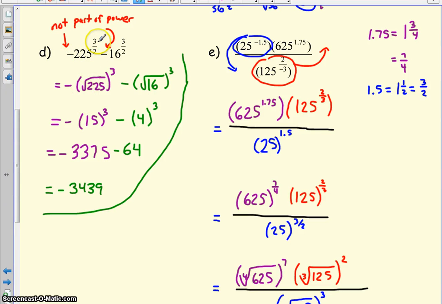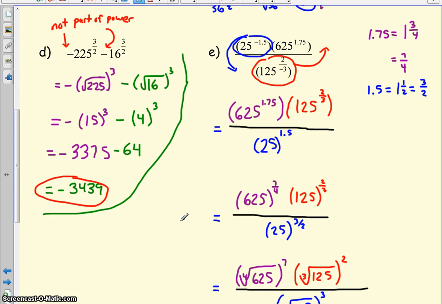225 to the exponent of 3 over 2, so again the 2 means it's a square root. So square root of 225 all to the exponent 3. Okay, for the 16s, the square root of 16, again all to the power or exponent of 3. So the square root of 225 is 15, and 15 cubed is 3,375. Square root of 16 is 4, and 4 cubed is 64. So you get negative 3,375 minus 64, which gives you that there as a total.